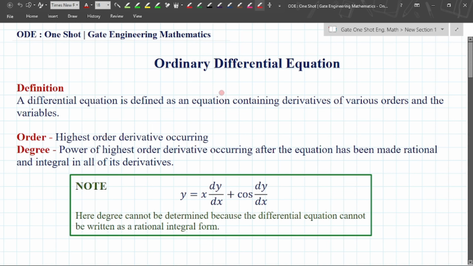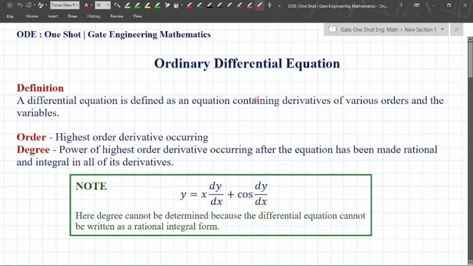In this video, I will discuss the ordinary differential equation for GATE engineering mathematics. Basically, we are going to discuss one short video, and in this we'll discuss ordinary differential equation, which is asked in the GATE engineering mathematics. In this video, I'll discuss the complete concept, and you can also get the previous year questions for all the branches from the last 15 to 20 years.